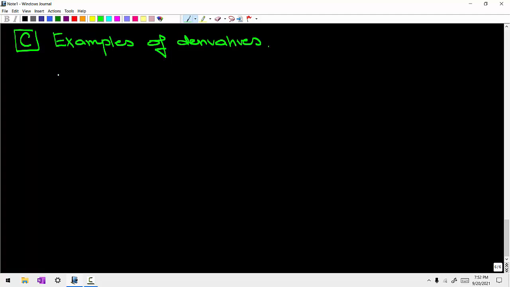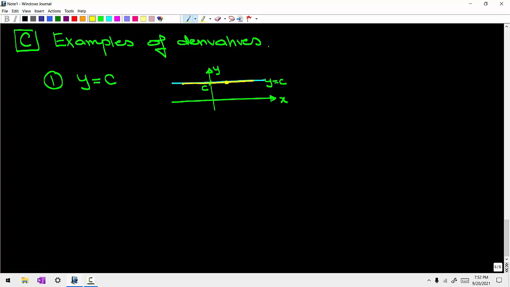Okay. Let's start with the easiest one here. Let's say I give you this function y is equal to c, where c is some constant. What does the graph look like? So if this is x, this is y. If I draw a horizontal line going through c, this would be y is equal to c, the graph of that. Now on this line, if I pick any point and draw a tangent, the tangent will also be horizontal.